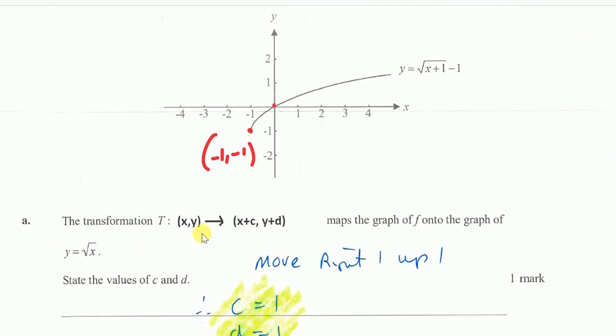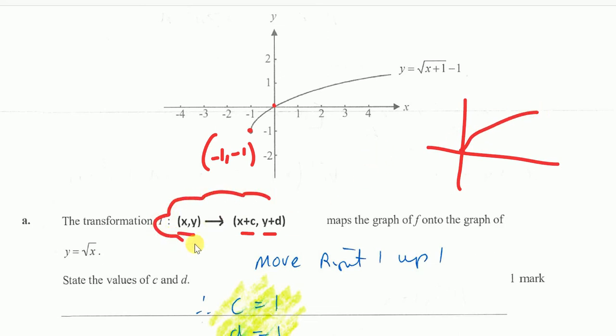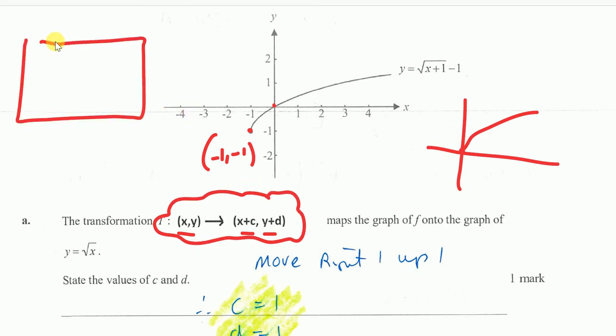Okay, the transformation that will take x, y to x plus c, y plus d, maps the graph of this graph to the graph of square root of x. And the square root of x looks like that graph. So in mapping notation on our grid is on the far left, and it's as you see it.